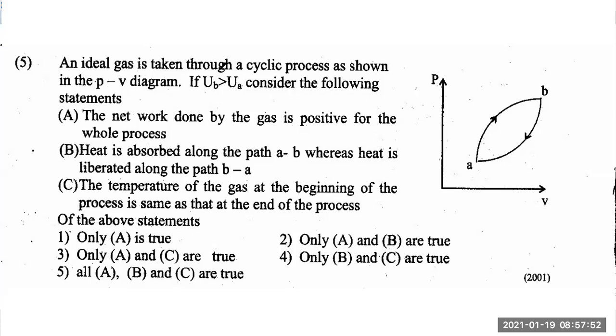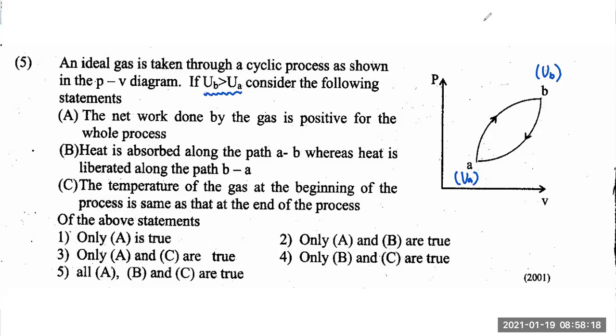An ideal gas is taken through a cyclic process as shown in the PV diagram. If UB is greater than UA, where UB is the internal energy at point B and UA is the internal energy at point A. Consider the following statements. Before that, let's focus on something.